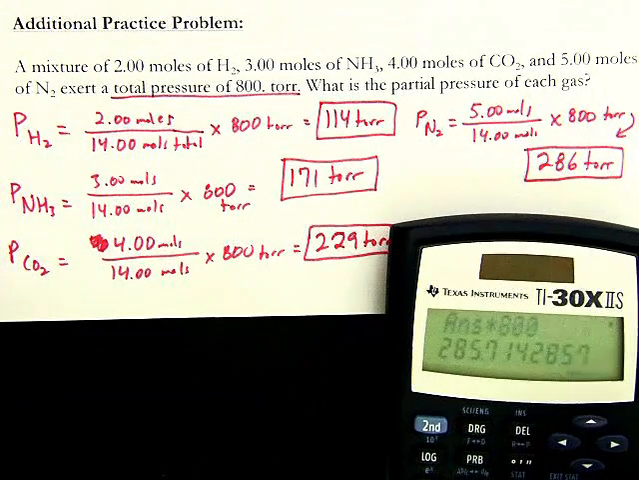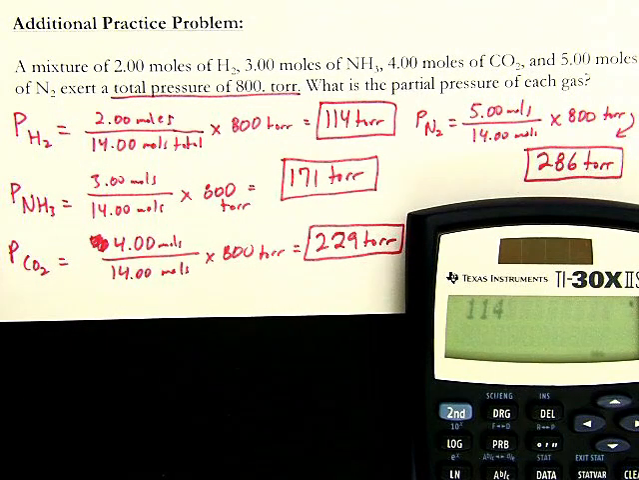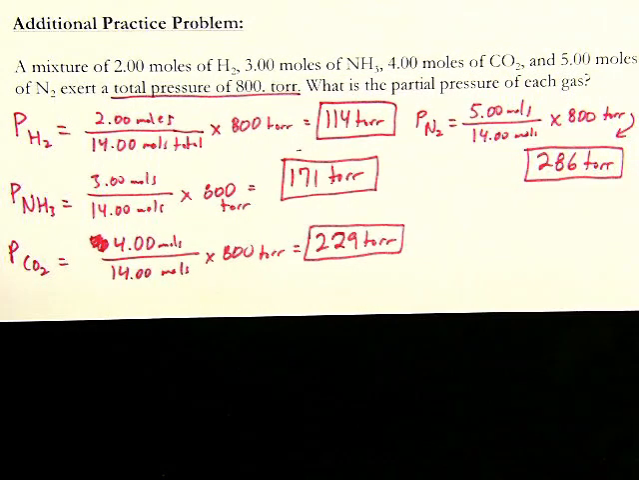Now on my calculator, if I wanted to, I could say, all right, let's see, 114 plus 171 plus 229 plus 286, and what do we get? 800. Okay, now there might be a little difference because of rounding, but that's the total pressure. They all add up, right? The total pressure is the sum of the partial pressure of each gas in the mixture. So it's an easy way to check your work like that.